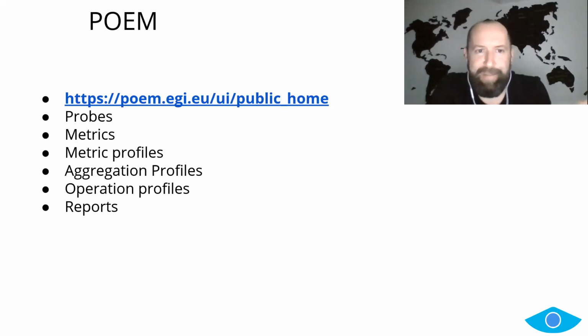Now, what do we have in POEM? A bunch of stuff, as I said: probes, metric profiles, aggregation profiles, operation profiles, reports. Reports are basically an aggregation of all of these things. The report is what you get at the end of a month from EGI.